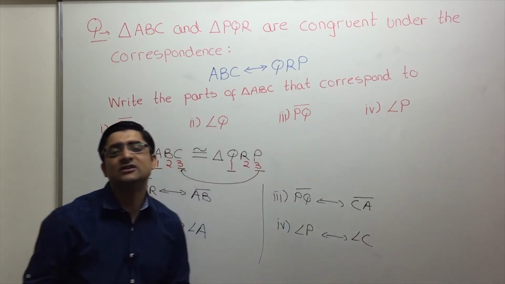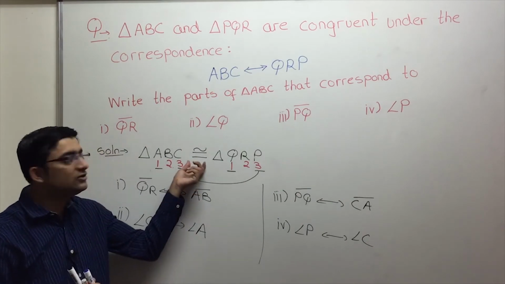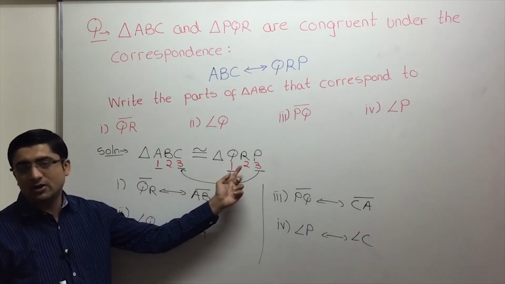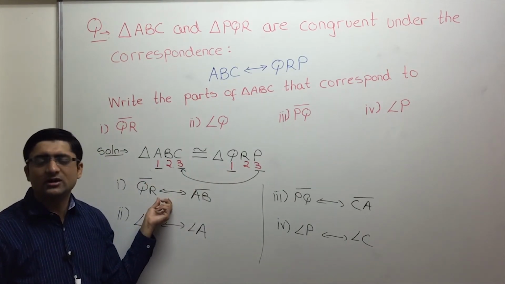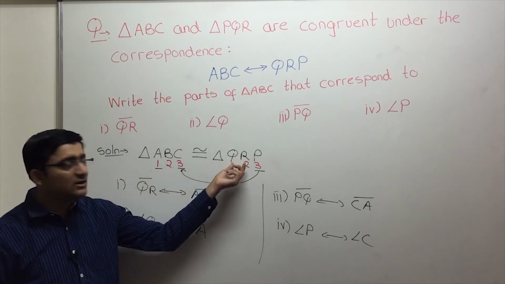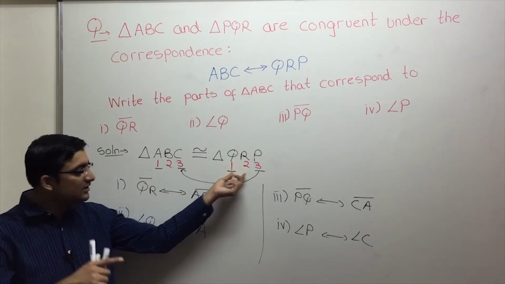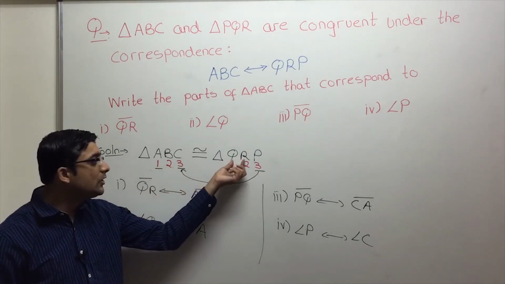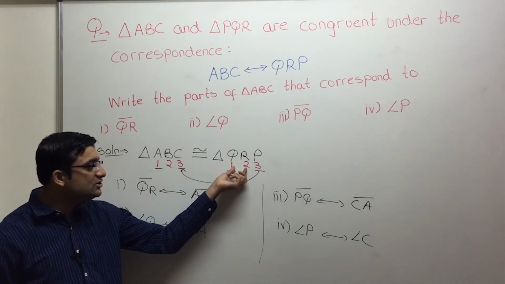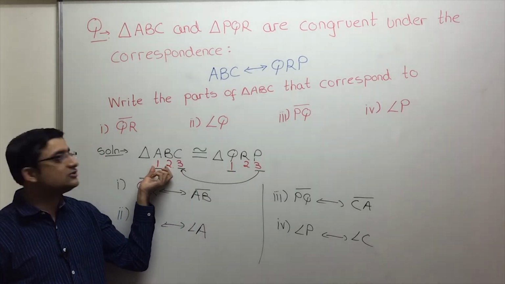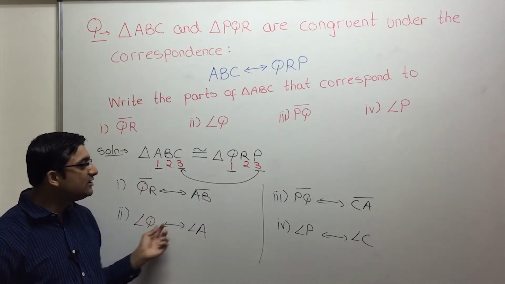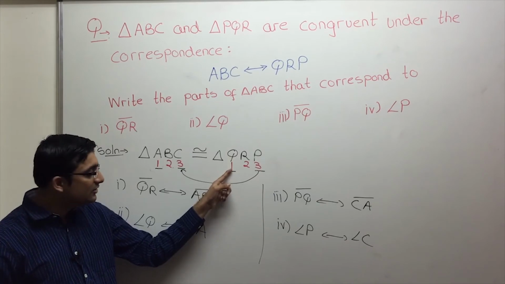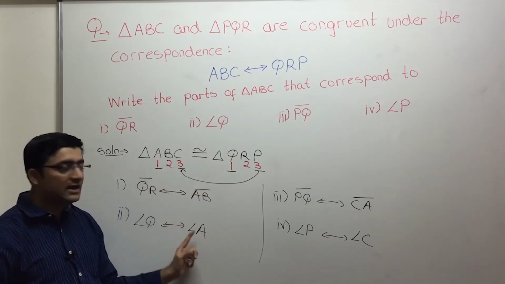So this is how you solve such type of questions. The first step is to write down your congruence statement. Write 1, 2, 3, 1, 2, 3. Now whatever correspondence you want, just look for that in your congruence statement based on whichever letters it is made up of. For example, the side corresponding to QR. QR is the first two letters, so this corresponds to the first two letters, A and B. Similarly, angle Q is the first letter, so it corresponds to the first letter, angle A.